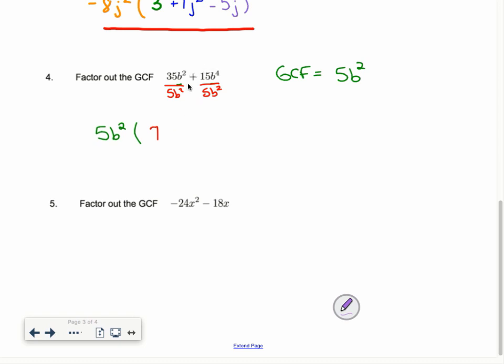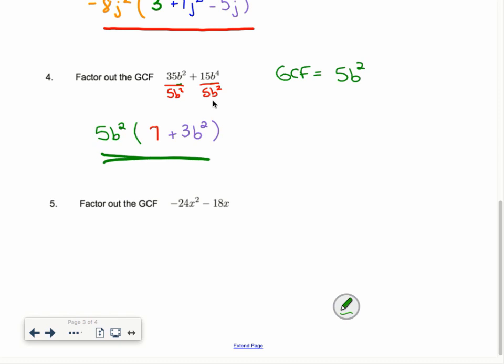And then we have a positive 15b to the 4th divided by 5b squared. Positive 15 divided by 5 is a positive 3. If you don't get a whole number here, you've not taken out the right GCF. Just so you know, you should never get fractions. B to the 4th divided by b squared: 4 on top, 2 on bottom, leaving me with b squared, because 2 cancels out with 2 of them. This is your factored out GCF.